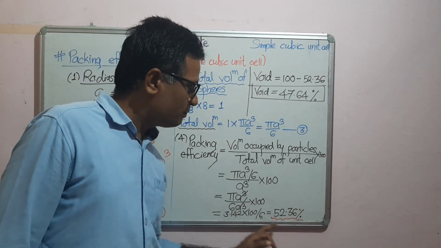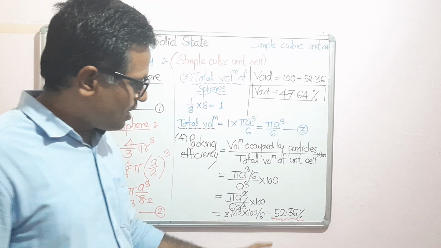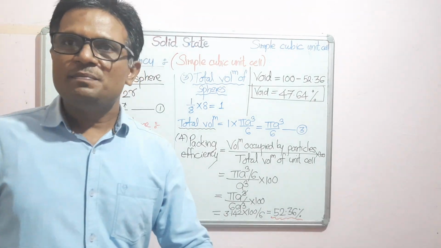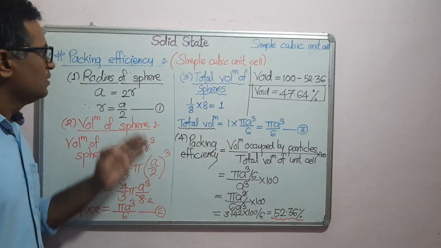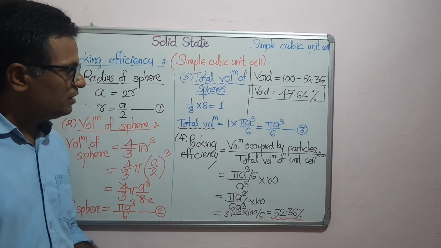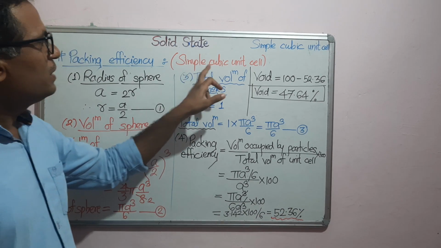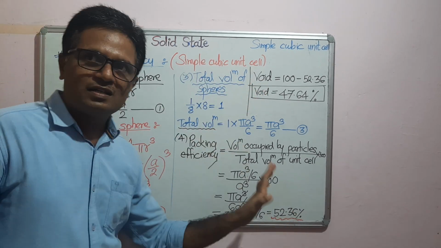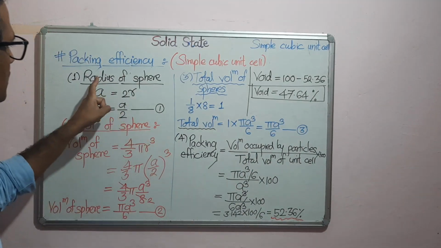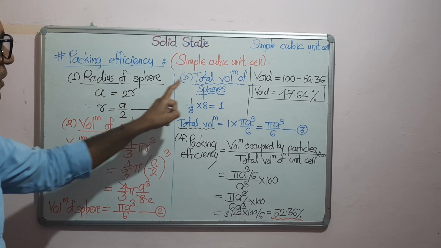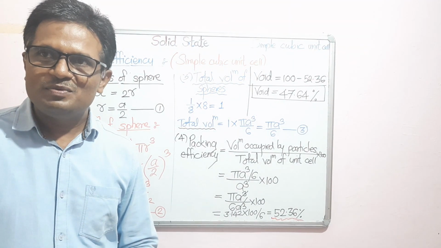Remember, the magnitude explains how efficiently the particles are packed together. The higher the magnitude, the more efficient the packing of the particles. This is very important. In the board examination they may ask the simple question: explain that the packing efficiency of a simple cubic unit cell is 52.36%. So you have to write all these 4 steps: the radius of the sphere, the volume of the sphere, the total volume of spheres, and the last one, the packing efficiency. So this is all about the simple cubic unit cell. Thank you.